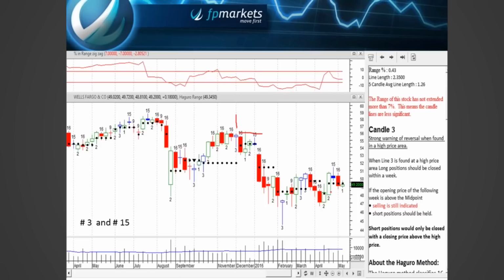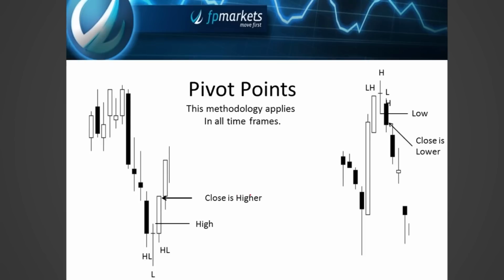The other component about number 3 is that it states here a strong warning of reversal when found in a high price area. Number 3 also turns up as an umbrella, often in low price areas, and we can see it here and here. I've got a bit of a snapshot of the chart. We'll get some charts out again in a moment.